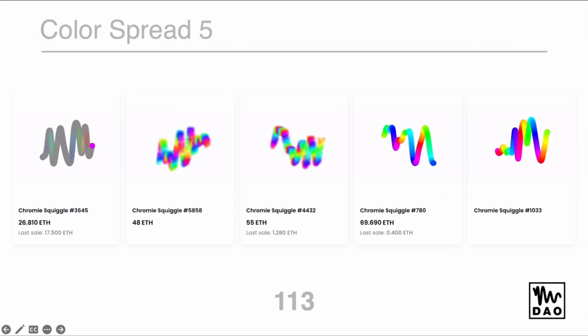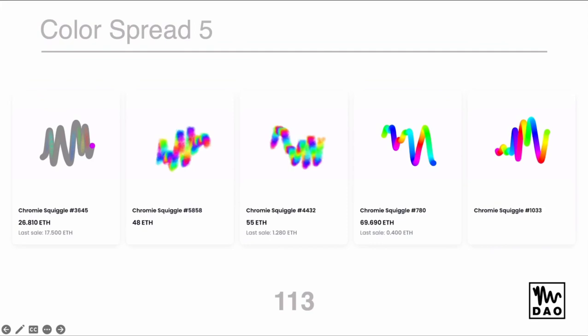Then, highlighting a couple things. First, probably some of you already know that there are only 113 squiggles with a color spread 5. That's the lowest color spread, as we've mentioned, that produces a lot of color hues, or very colorful squiggles.